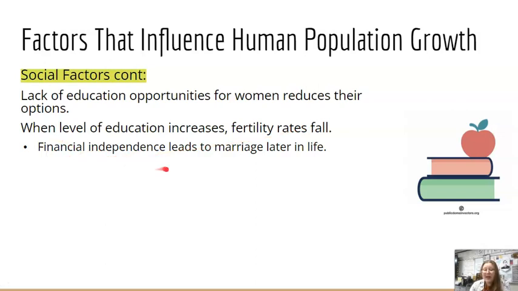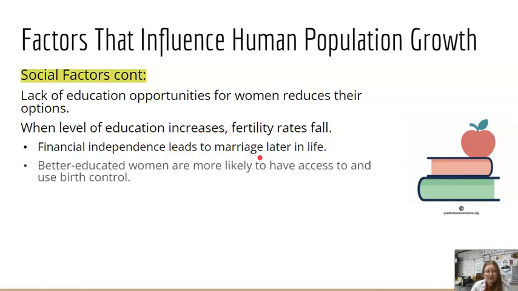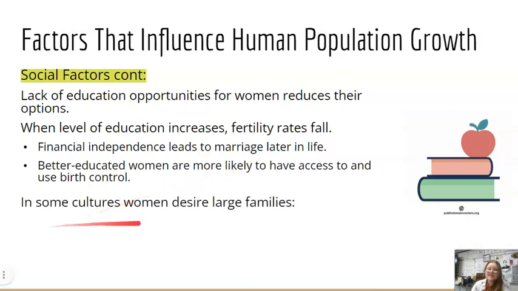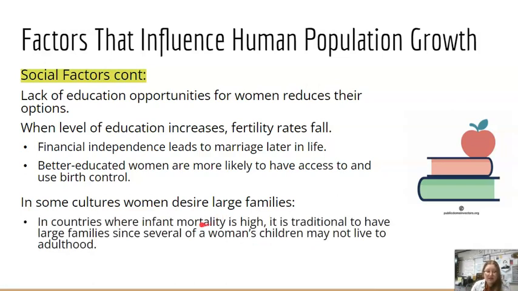If there's financial independence, so they can get a good education, they can get a job, they can support themselves, that means that they are more likely to marry later in life. Better educated women are also more likely to have access to and use birth control. And then in some women and some cultures, even if education and economic stability is available for women, some just still desire to have large families.